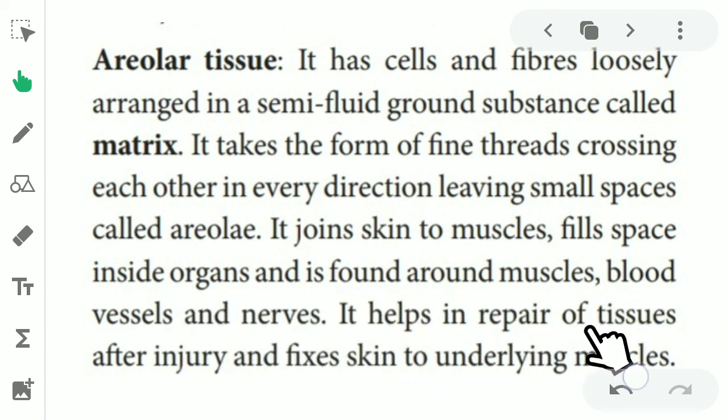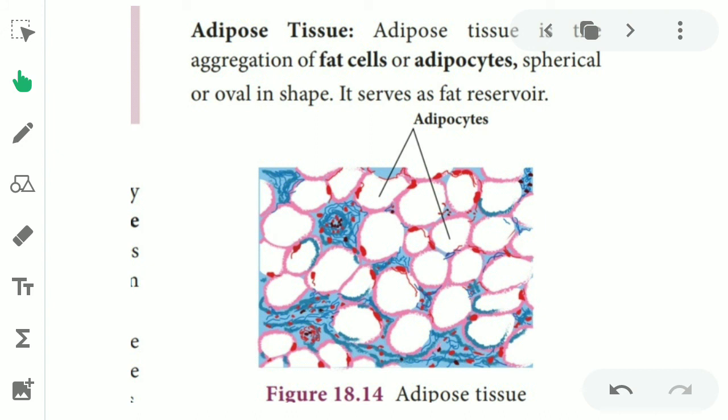It helps repair tissues after injury and fixes the skin to the underlying muscles. Connective tissue proper has two types: one is areolar and the other is adipose. Adipose tissue is present subcutaneously. Subcutaneous means beneath the skin, the second layer of skin. The adipose tissue is an aggregation of fat cells.